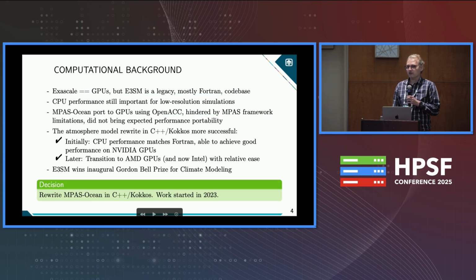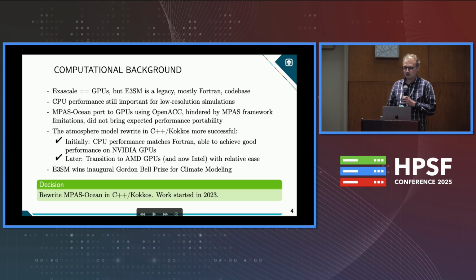Let me give you just a brief background of why we decided to move to C++ and use Kokkos. So we know that exascale means GPUs, but E3SM is a legacy, mostly Fortran code base, including MPAS-Ocean. CPU performance is still important for us. During the Exascale Computing Project, there was an attempt to port MPAS-Ocean to GPUs using OpenACC, but it ran into issues with the way the code is structured, and it did not bring the expected performance portability.